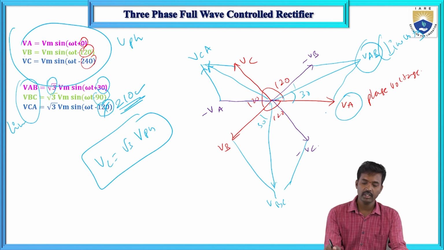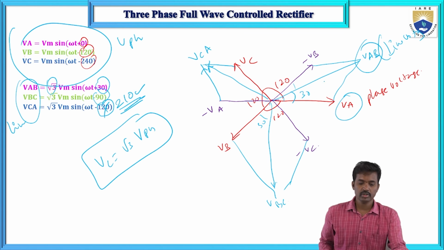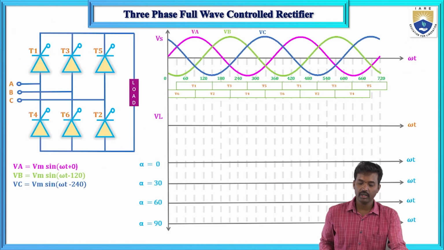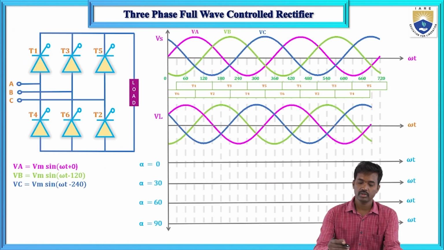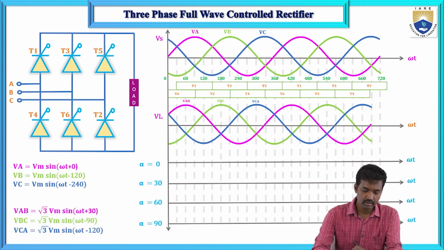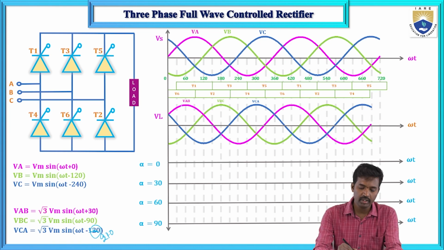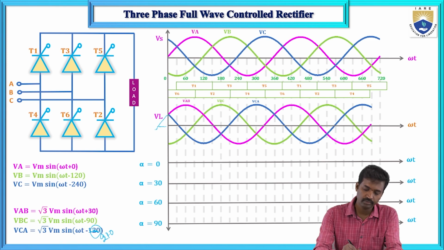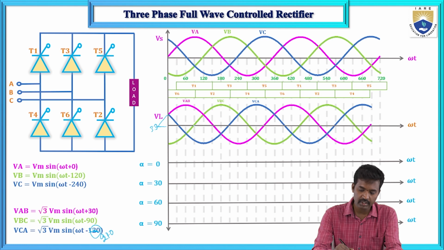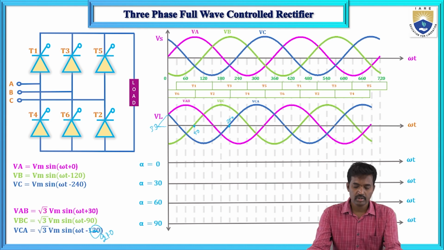So now these are the line voltages. If you see the waveform, this is the line voltage: VAB, VBC and VCA. Another one is this is 210, not 120. Now here VAB starts at 30 degrees, so 30 degrees duration means it starts at plus 30. Here it starts at 30 degrees, here at 90 degrees, and here at 210 degrees. So this is the line voltage.